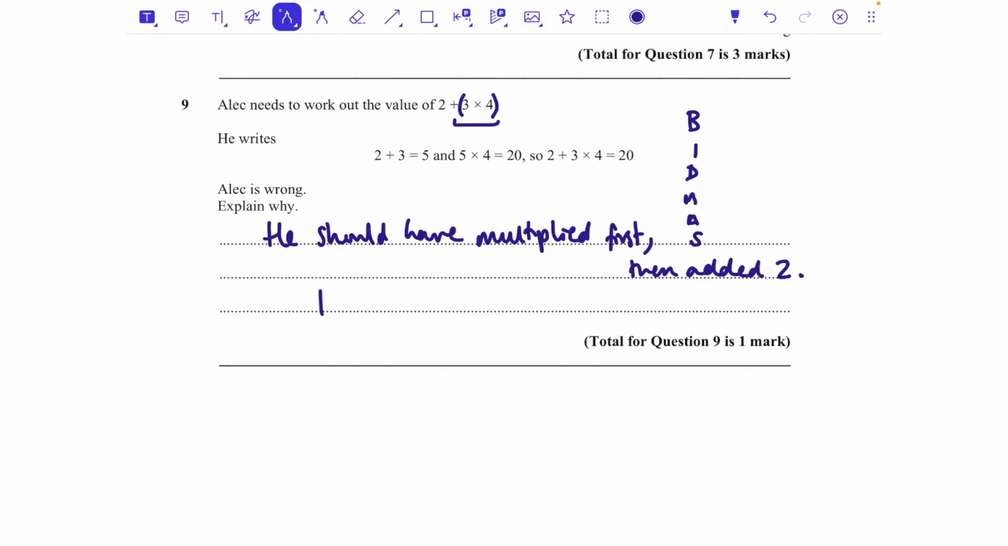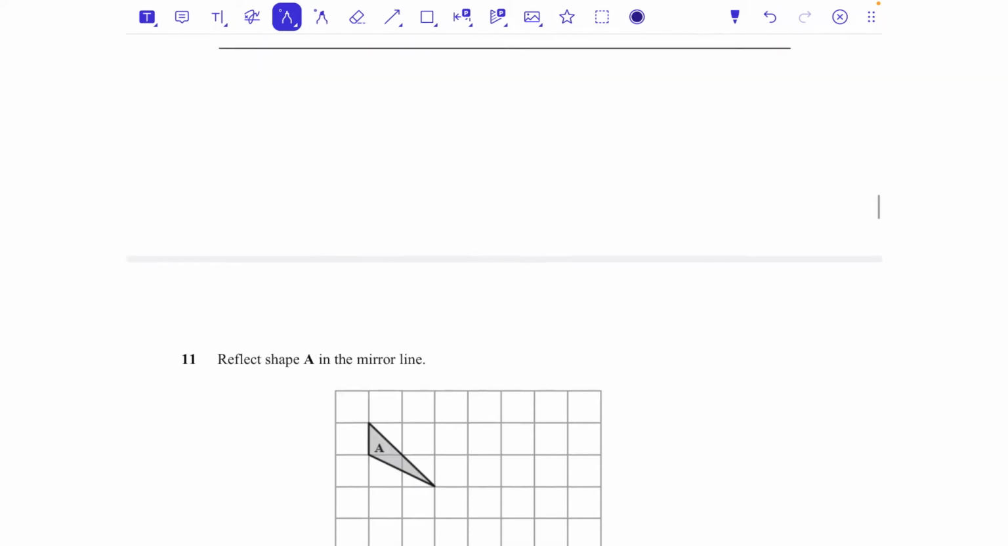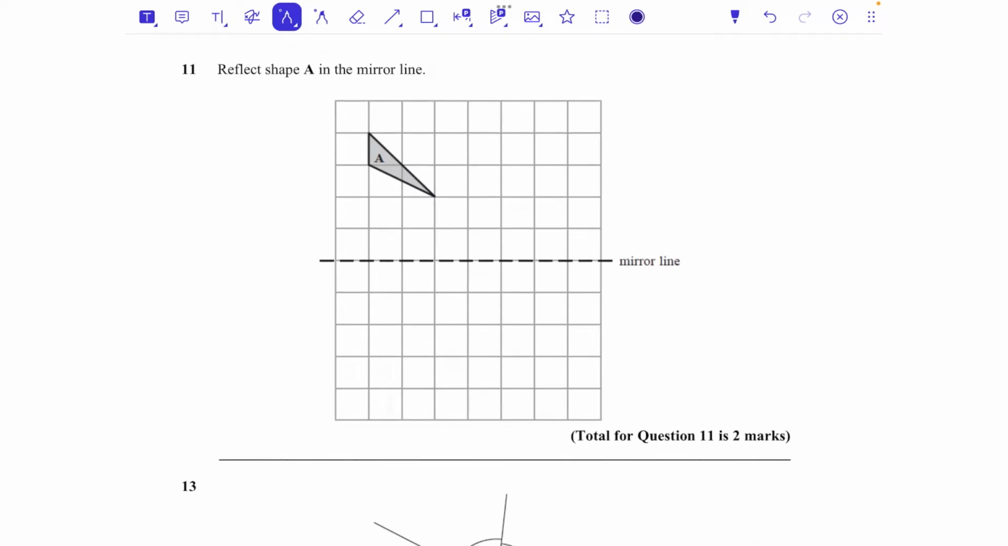So that would be 12 add 2. So the answer should have been 14. There we go. Question number 11. Reflect shape A in the mirror line.